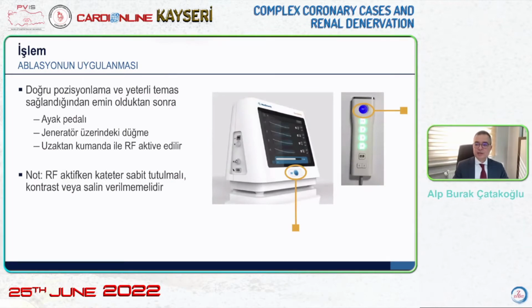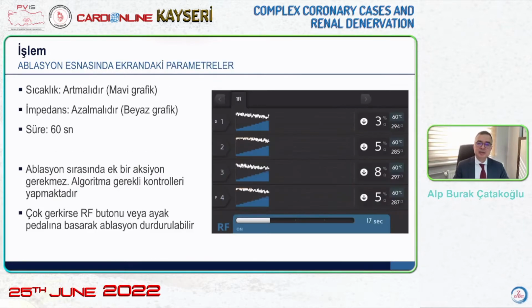In order to make it active, there are some options. You can hit the blue button in the generator automatically. If you have a foot pedal, you can have the same system, and if you have a remote controller, you can push to RF. After that the catheter should be kept fixed, and the algorithm works, and there's nothing that you have to do, but there are some data that we have to follow on the screen.